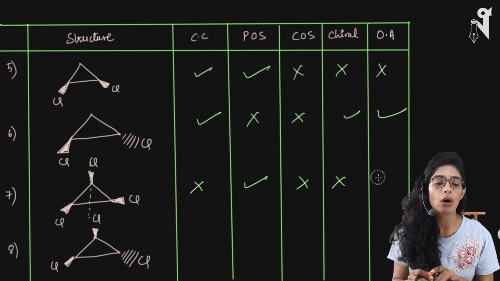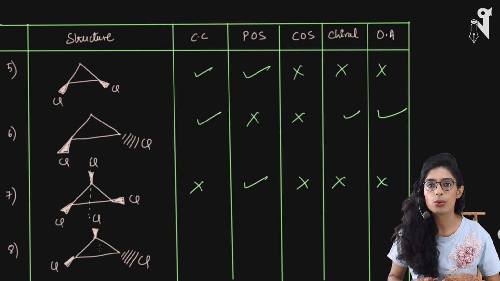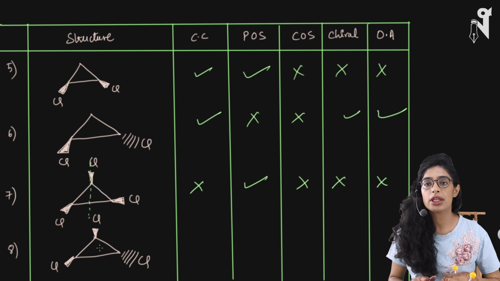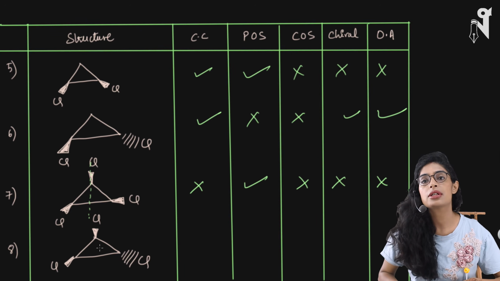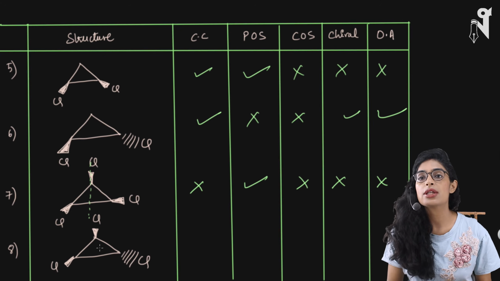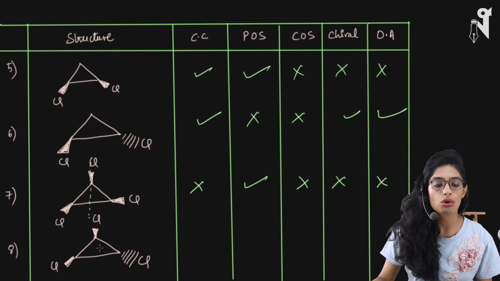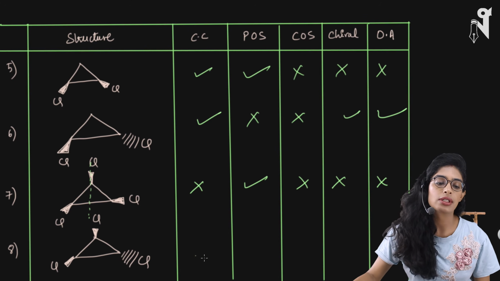Look at this molecule now. In this molecule, two chlorines are towards the viewer and one chlorine is away from the viewer. Will this make any change in the POS? Chiral centers will still not be there, and COS will not be there. Is it going to make any change in the POS? Let's see. So no chiral centers, no COS. Let's figure out if POS is there or not.